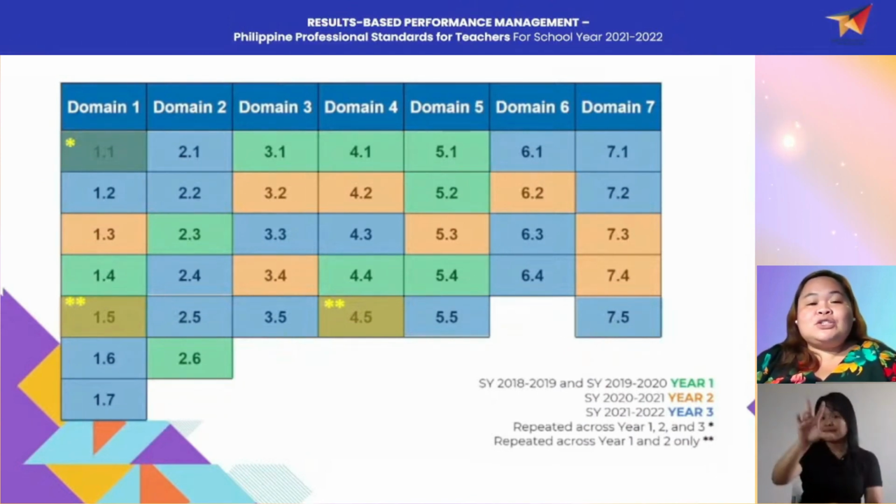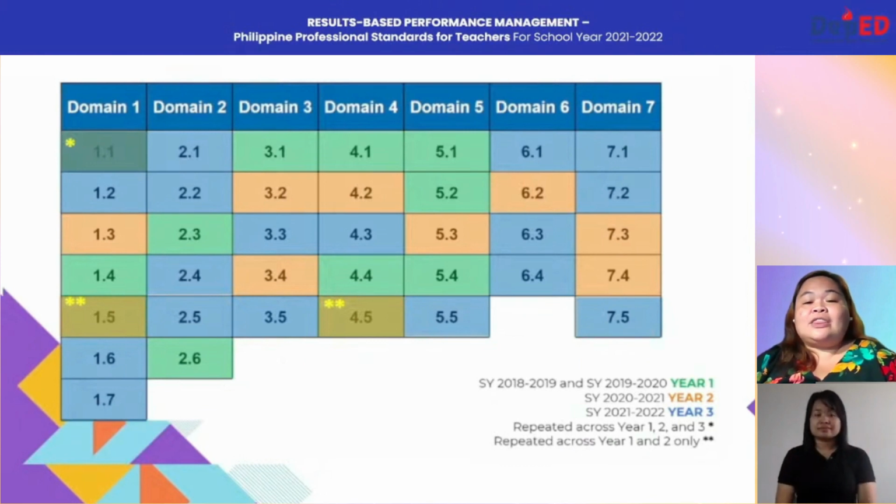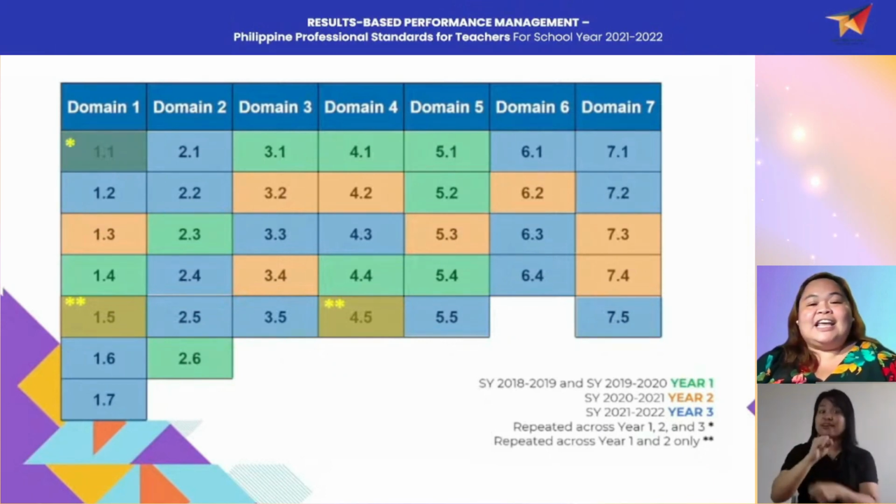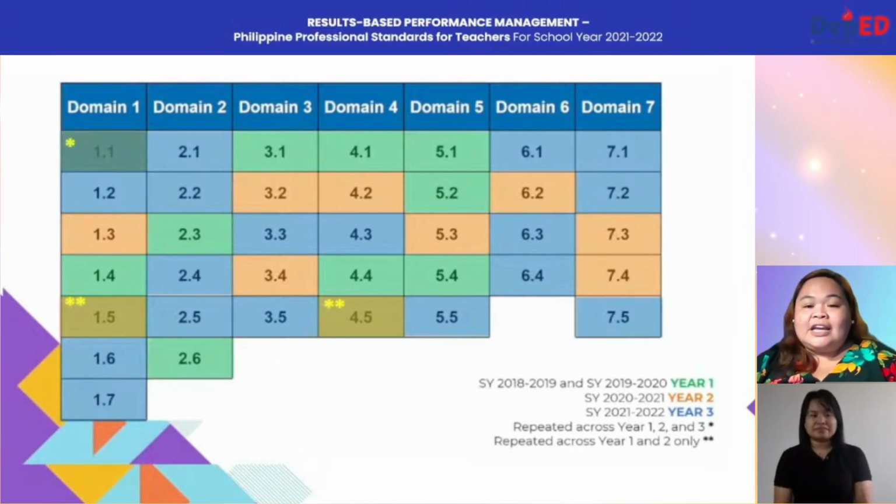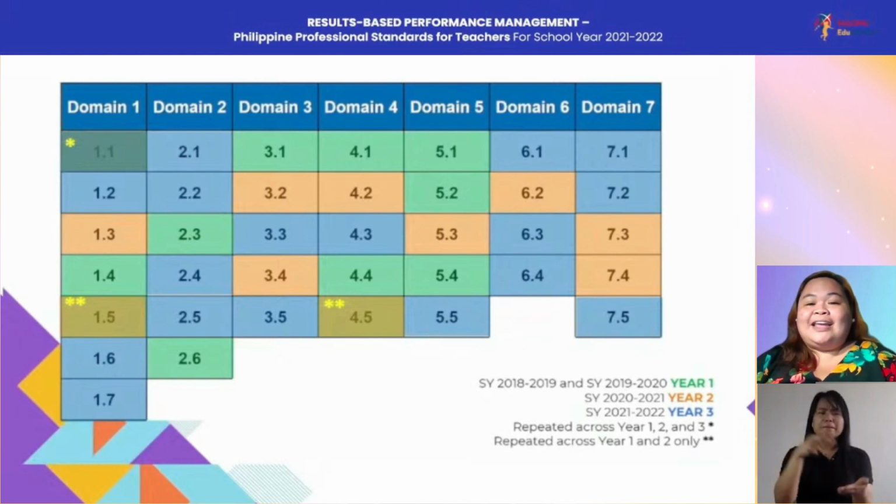But to mention and just to emphasize, there are indicators within the 37 indicators that were repeated across year 1, year 2, and year 3. Those are what you will notice with a single asterisk. And there are indicators as well that were repeated across year 1 and year 2. Those are the indicators you will see with a double asterisk. So moving on with our discussion.